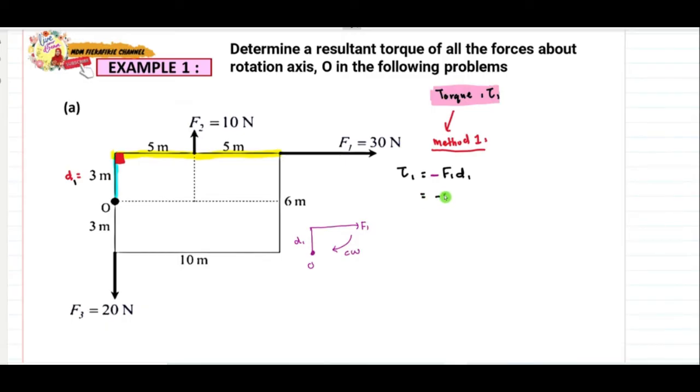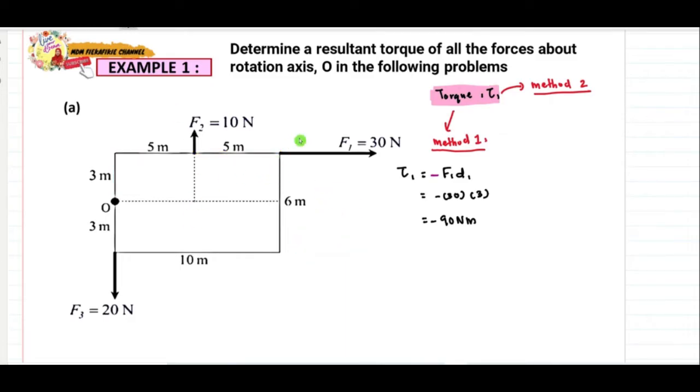So let's substitute F1 is 30, D1 is 3, and you will get negative 90 Newton meter. Okay, itu cara yang pertama. Okay, sekarang kita proceed kepada cara yang kedua, di mana student dia suka terus cari angle antara R dan juga F1. Jadi untuk cara yang kedua, saya akan padam dulu.